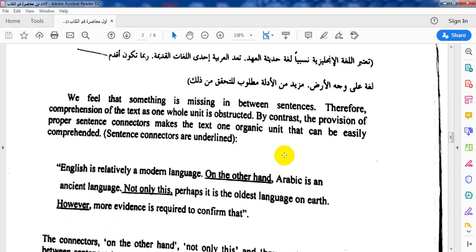And then the second justification for using connectors or conjunctions is to obtain unity of the text. So we feel the whole text as one unit. First of all, comprehension, to understand the text, and then we feel that this text is one unit. It is connected. It's not abstracted.